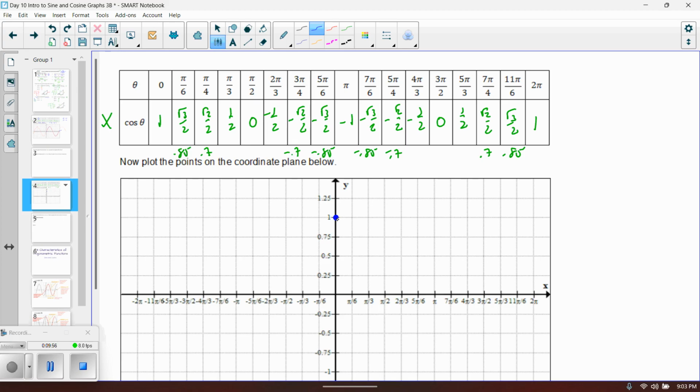So at pi/6, we should be at 0.85. So pi/6, 0.85 is going to be somewhere around there. Remember that pi/4 is right in between pi/6 and pi/3. That's 0.7, so that should be right about there. Pi/3 is 1/2, 0.5. And pi/2 is 0.